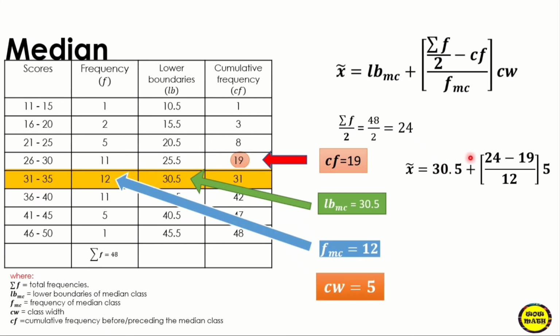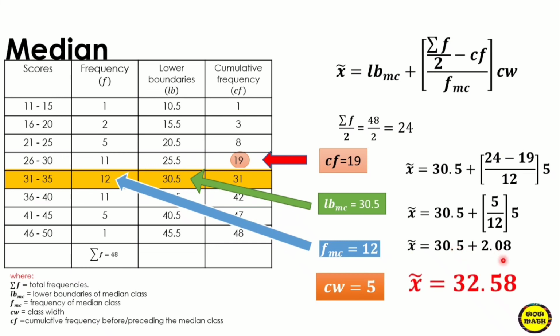So, 30.5 plus, so ito ay 24 minus 19 over 12 times 5. Okay. So, unahin muna natin yung sa loob ng bracket. So, ima-minus natin ito. So, that is 24 minus 19, that is 5. And then, divide 12. And after that, 5 divided by 12 times 5, the answer is 2.08. Huli natin i-add yung lower boundary natin. So, 30.5 plus 2.08, the answer is 32.58. That is the median value.